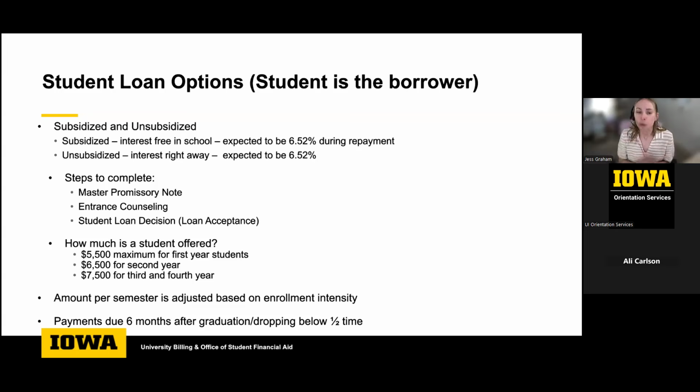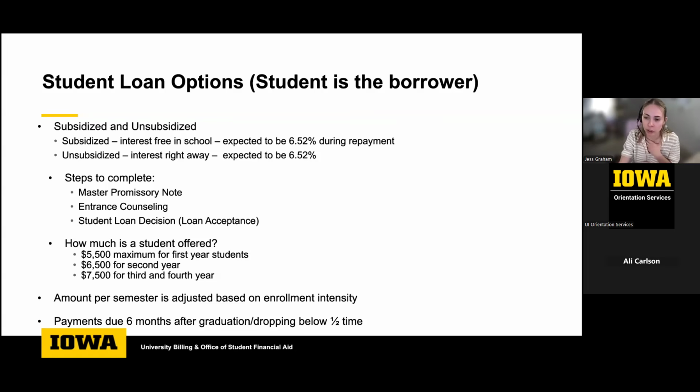So for loans where the student is the borrower, the first step is completing the FAFSA. When folks complete that FAFSA, students are going to be offered a fixed amount in either a subsidized or an unsubsidized federal loan. Subsidized and unsubsidized loans tend to be the same loan. The biggest difference is that the subsidized loan is going to be interest free while your student is in school, whereas the unsubsidized loan is going to accrue interest right away. The interest rate is going to be fixed for the subsidized and unsubsidized loan, and for the 26-27 academic year, that interest rate is going to be 6.52%.